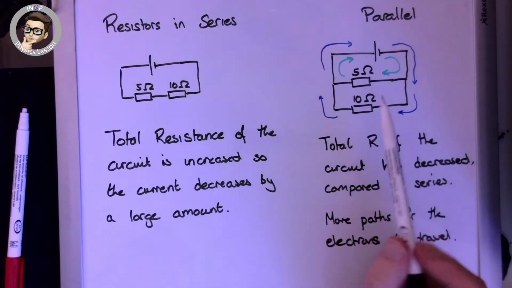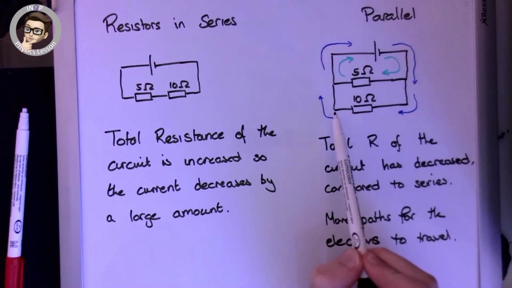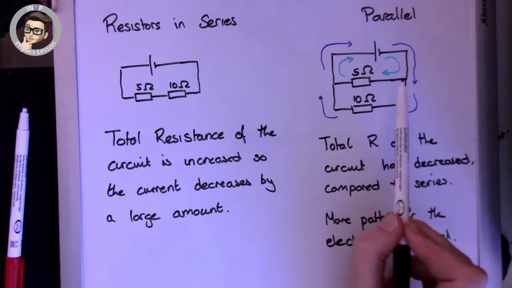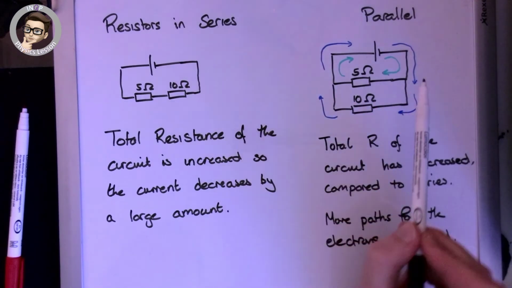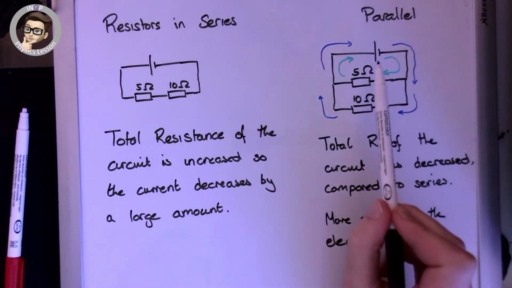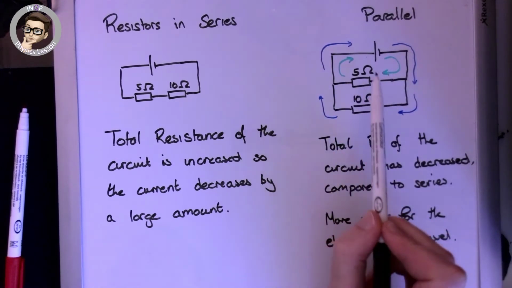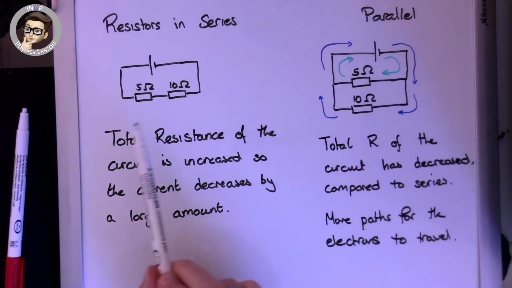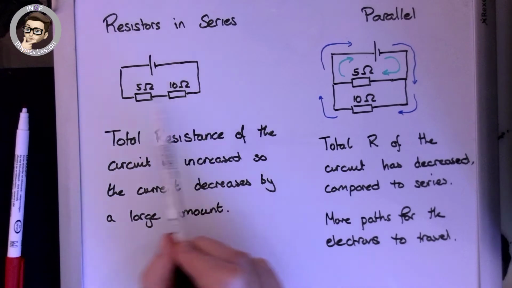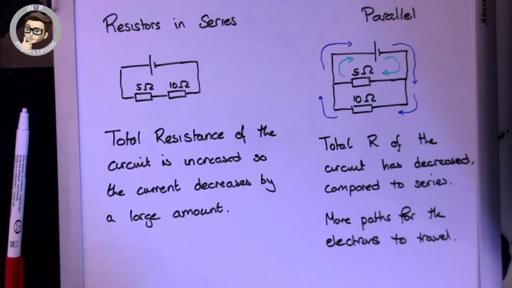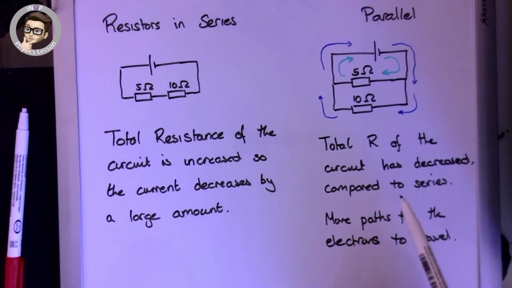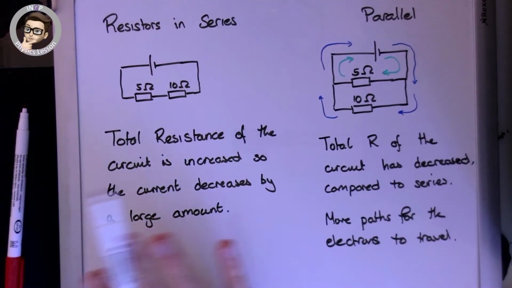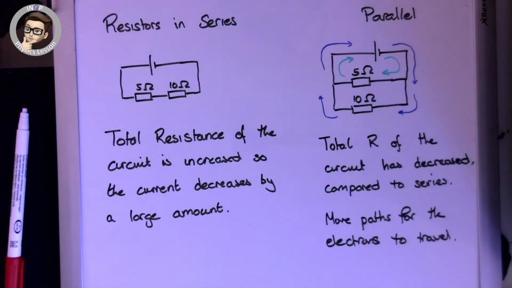Okay, so the electrons can go either through the green route or the blue route, and each way they go, the flow of current is splitting at the two junctions, which means you've got some electrons going this way, some electrons going this way, but they're only seeing a 5 ohm resistor and they're only seeing a 10 ohm resistor, so they're not seeing that total of 15 ohms that they do in series. So parallel has a lower total resistance than series, and that's really important. We don't go into it any more depth than that, but that's really important to see.